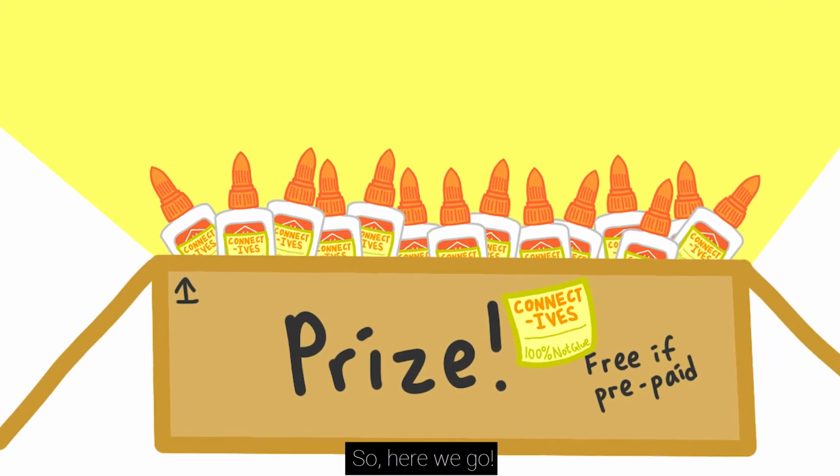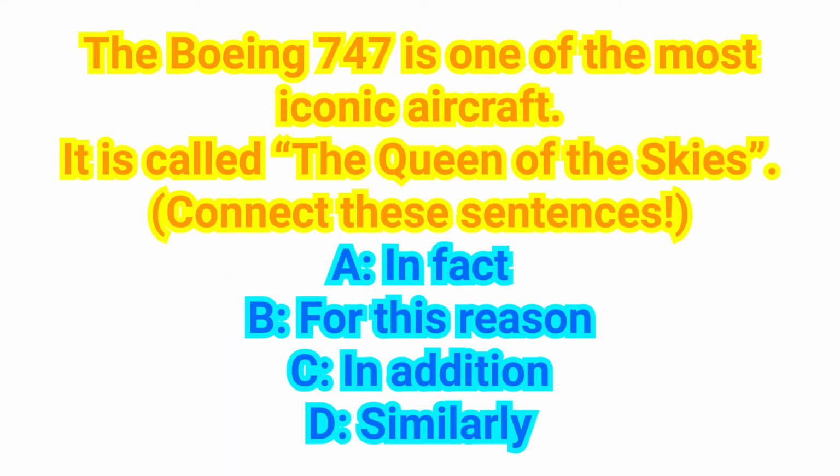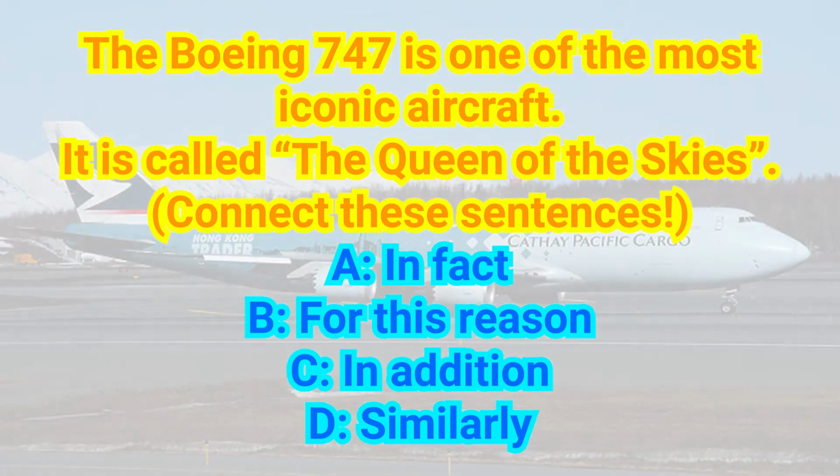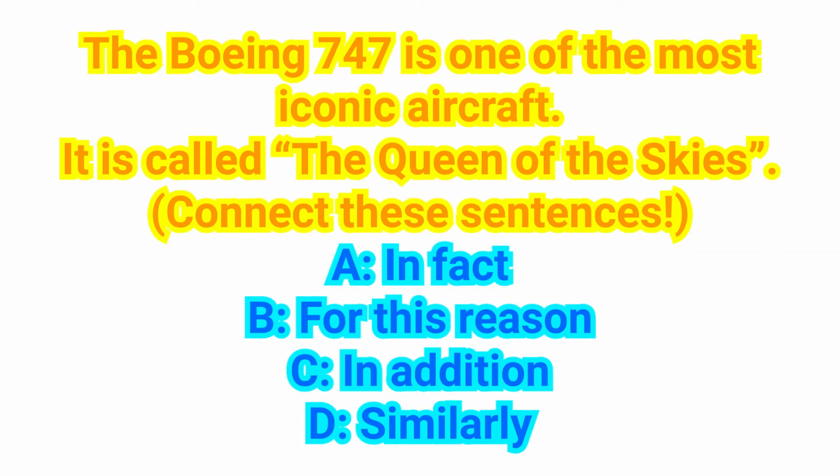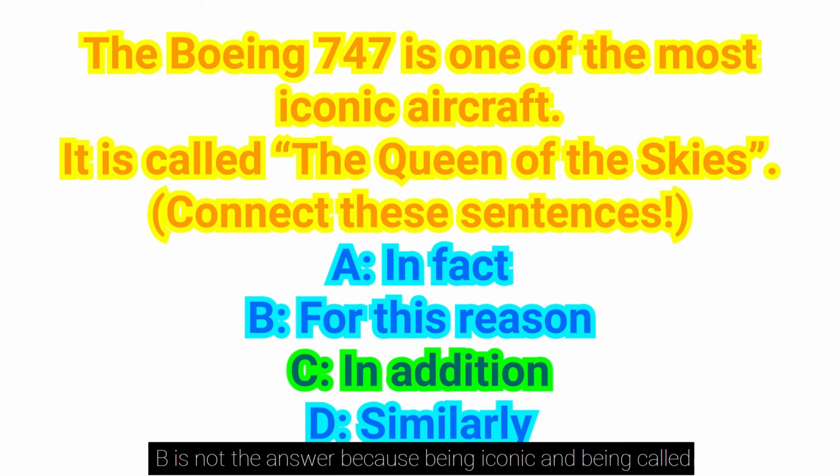So here we go! Sentence 1. The Boeing 747 is one of the most iconic aircraft. It is called the Queen of the Skies. Now choose the correct Connective to connect these two sentences. The answer is C. In addition. B is not the answer because being iconic and being called the Queen of the Skies does not have a causal relationship.